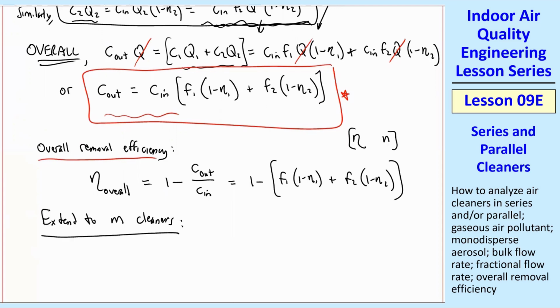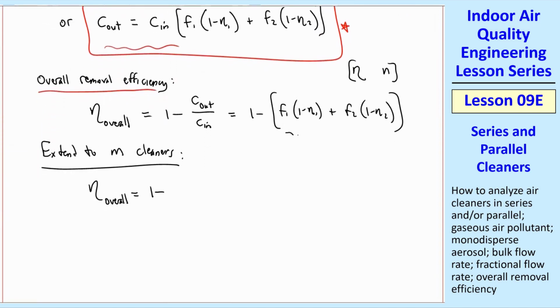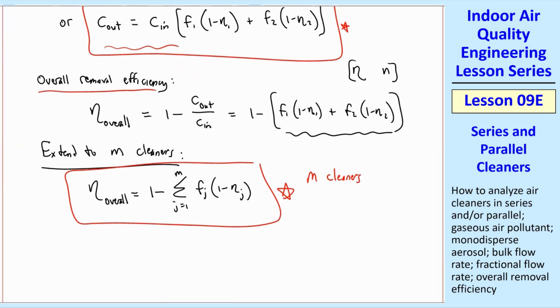Finally, we can extend to m cleaners, where m is any number of cleaners. And you can see this is just a summation, so we can write sigma j equals 1 to m of Fj times (1 minus eta j). So this is the overall efficiency for m cleaners in parallel.